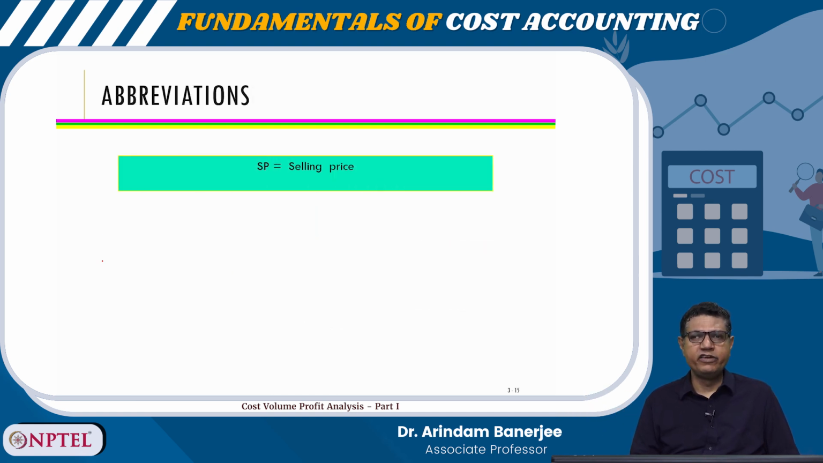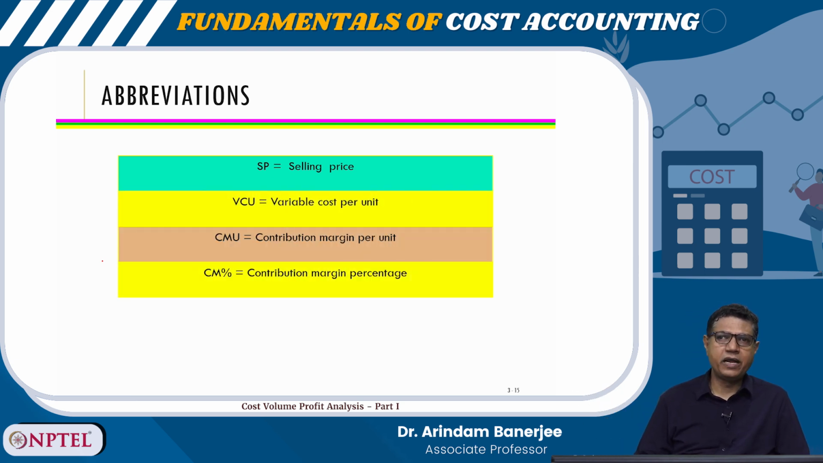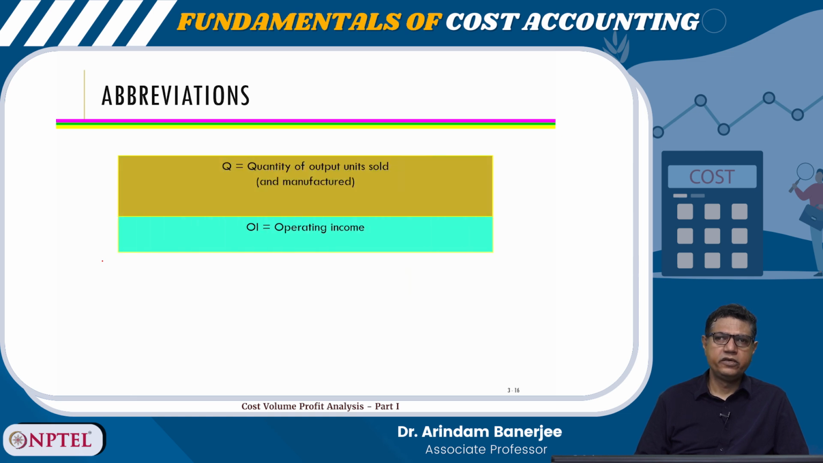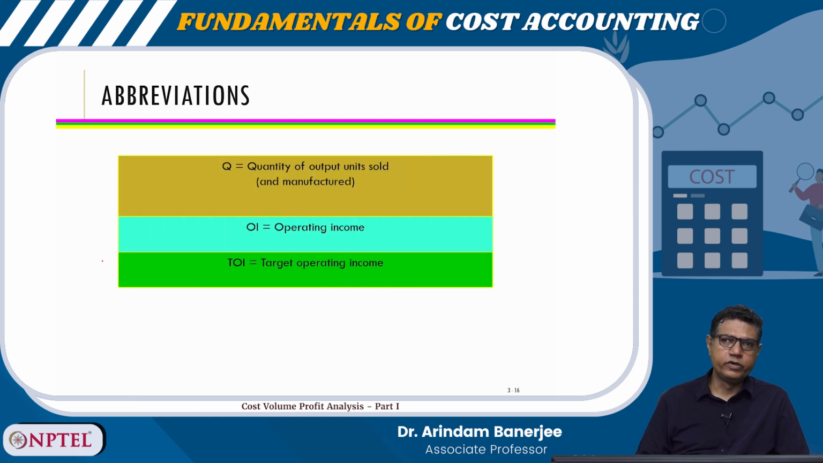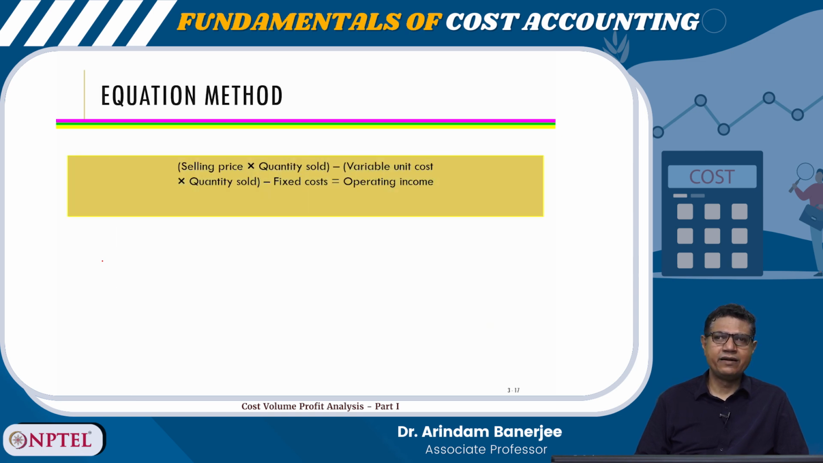Now, there are a few abbreviations which we will use in the forthcoming slides. Selling price is SP, VCU is variable cost per unit, CMU is contribution margin per unit, CM percentage is contribution margin percentage, FC is fixed cost, Q the quantity of output units sold, OI is operating income, TOI is target operating income, TNI is target net income.